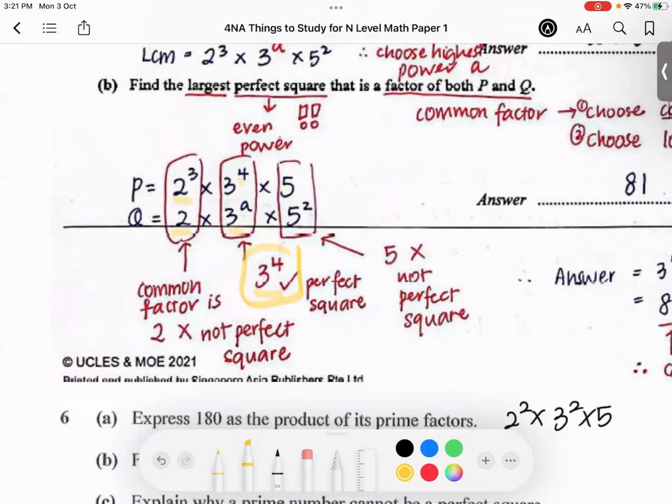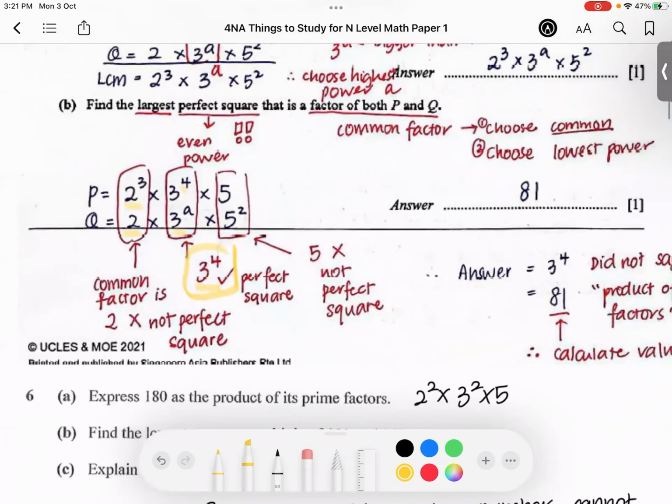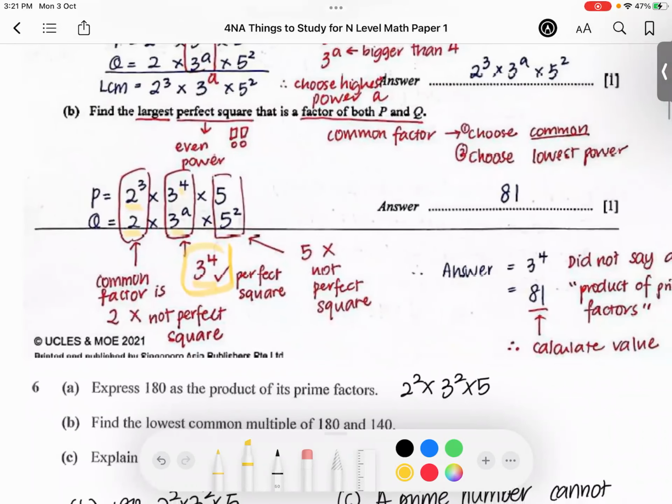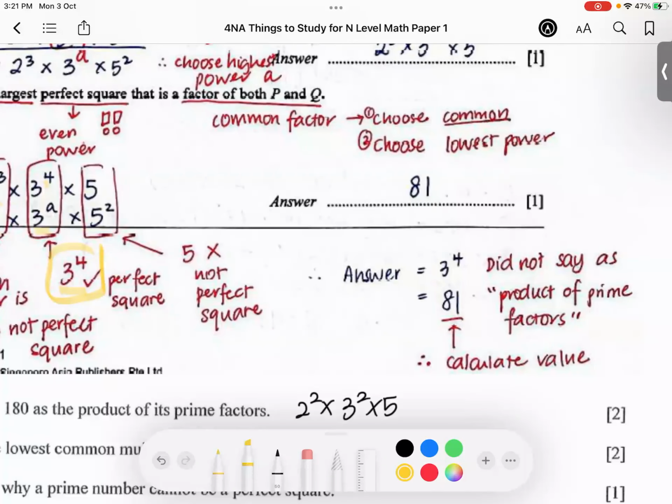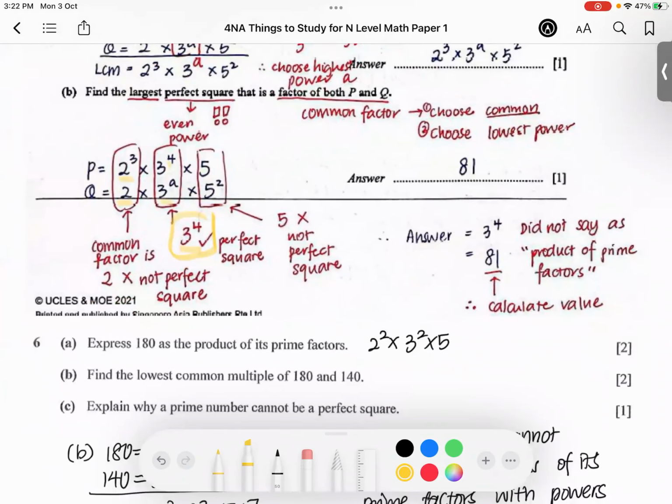But they want the largest perfect square, they want the number. They did not say as a product of its prime factor. So I have to calculate out what is 3 to the power of 4, which is the number 81. Okay? Okay, so this question, I noticed that it's been repeated a few times already. Picking it up just in case they repeat the trend again.